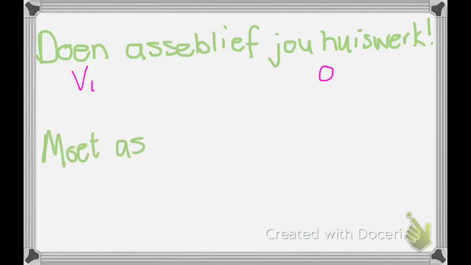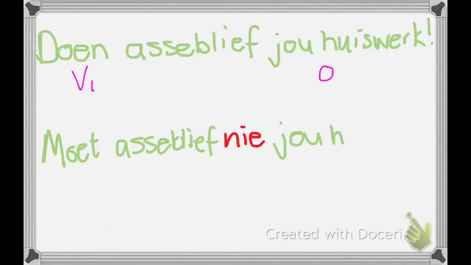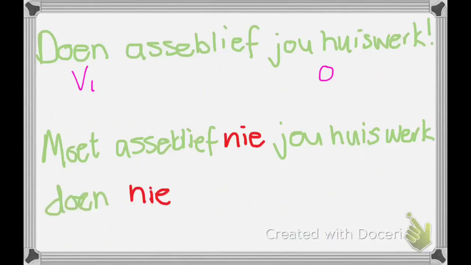Okay, moet asseblief nie jou huiswerk doen nie. Please don't do your homework. I'm sure your teachers wouldn't be very impressed with that, so please don't listen to me. Sorry, there's our verbs and all the rest of it. So we can see that nie is still coming after the first verb, although we're going to put it after asseblief, and the second nie is still at the end of the sentence.